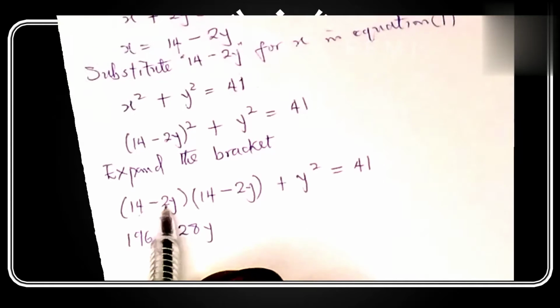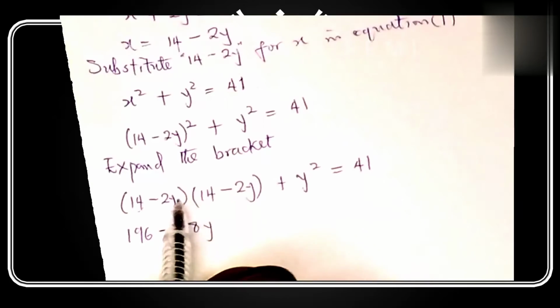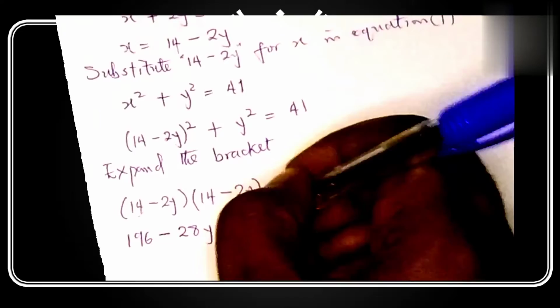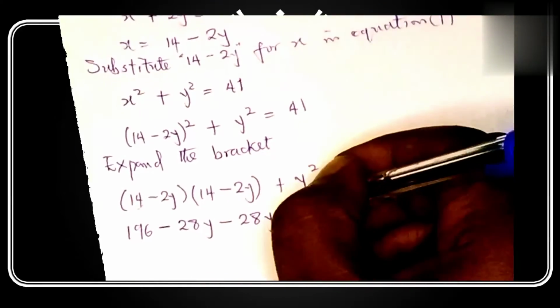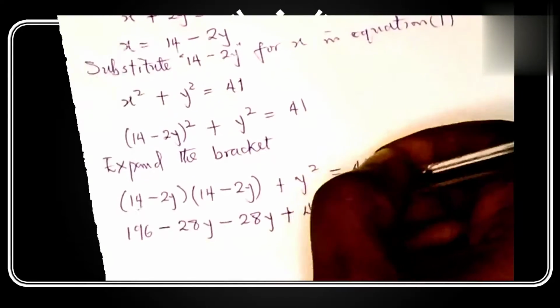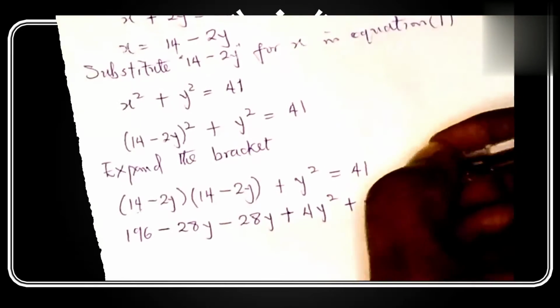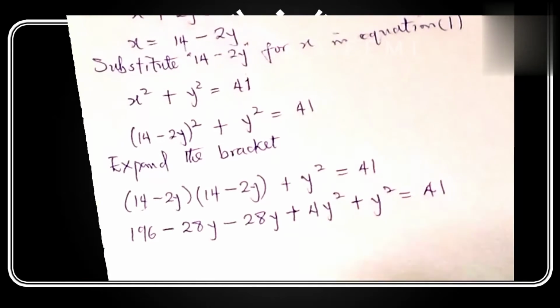Now, let's deal with the second item in the first bracket. Now, we deal with minus 2y times 14. That gives us another minus 28y. Then minus 2y times minus 2y will give us plus 4y squared. Then we'll continue the equation line: plus y squared equals 41. So that gives us opportunity to separate each item according to their likeness.